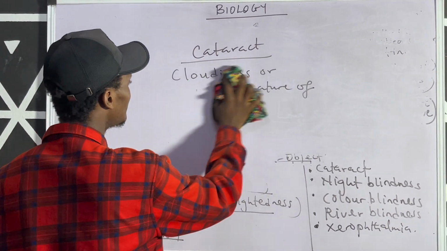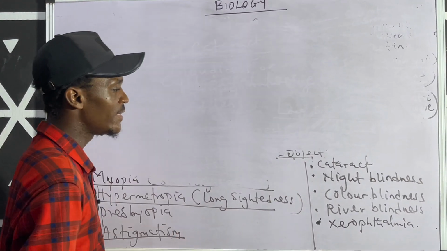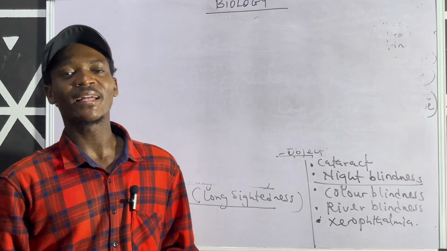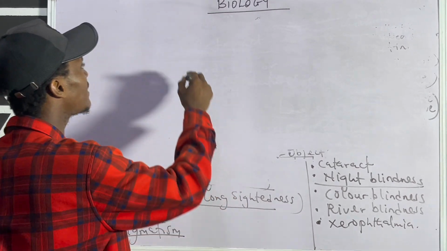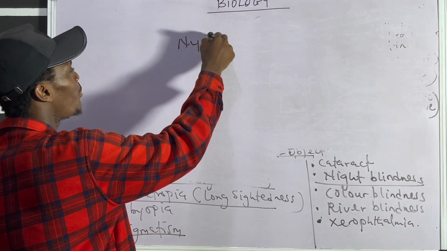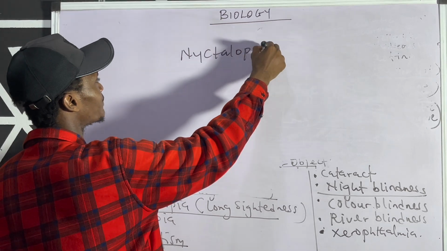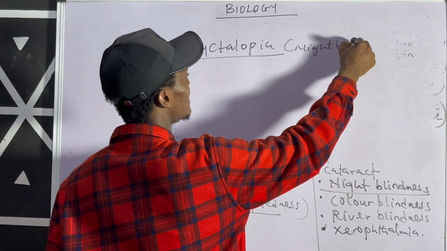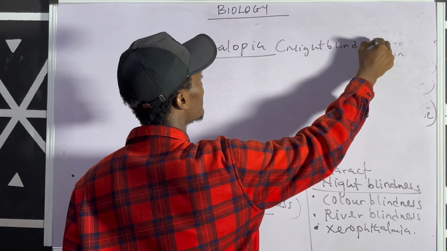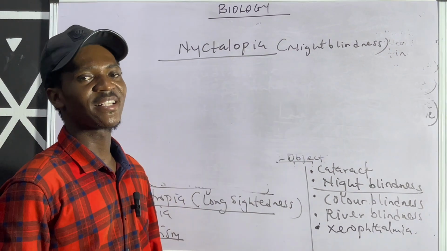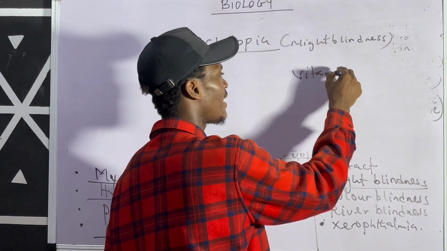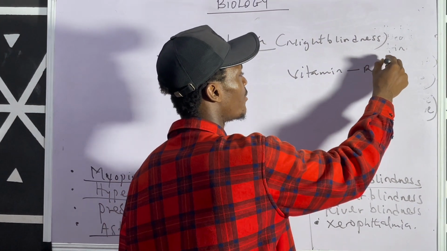Then the next eye defect here is night blindness. Night blindness is an eye defect with a scientific name called nyctalopia. Nyctalopia, also known as night blindness. And this night blindness is caused when there is deficiency of vitamin A, which is retinol. Vitamin A has another name, called retinol.